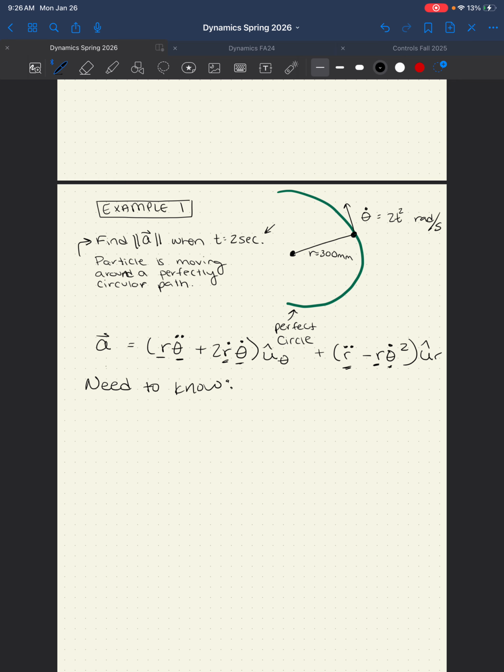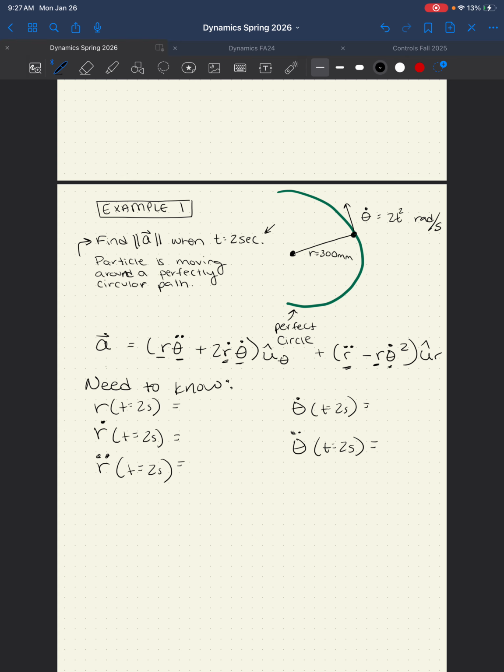or we need to find r, and I'm even going to say r when t equals 2 seconds. R dot when t equals 2 seconds, and r double dot when t equals 2 seconds. We'll also need to know theta dot when t equals 2 seconds, and theta double dot when t equals 2 seconds. Now, some of these quantities will be 0.